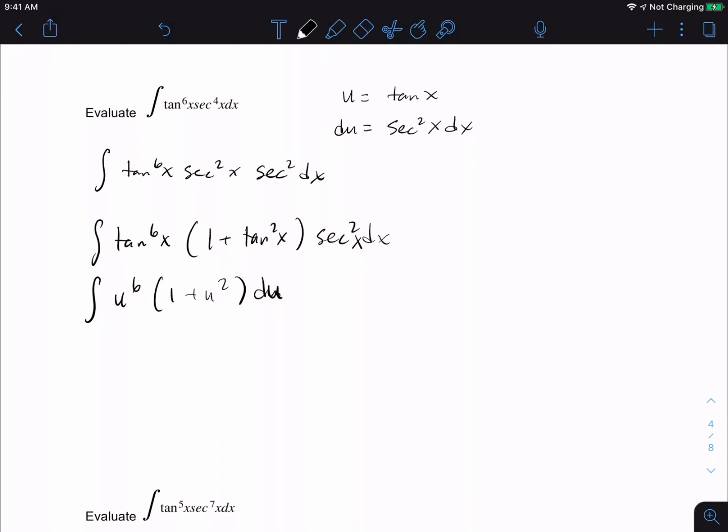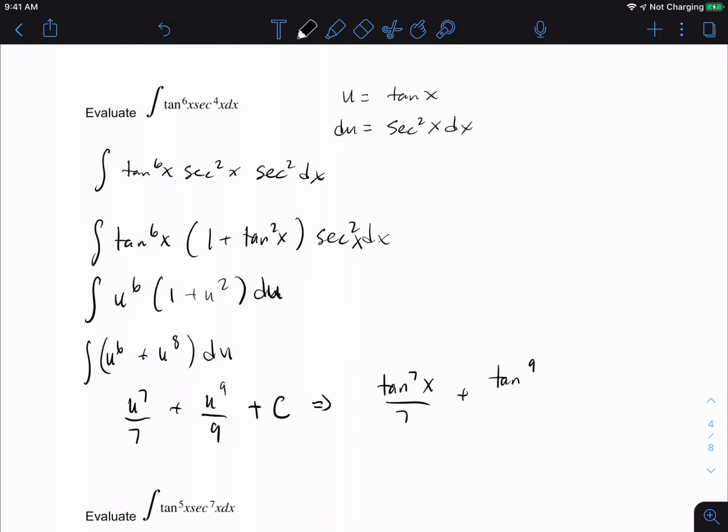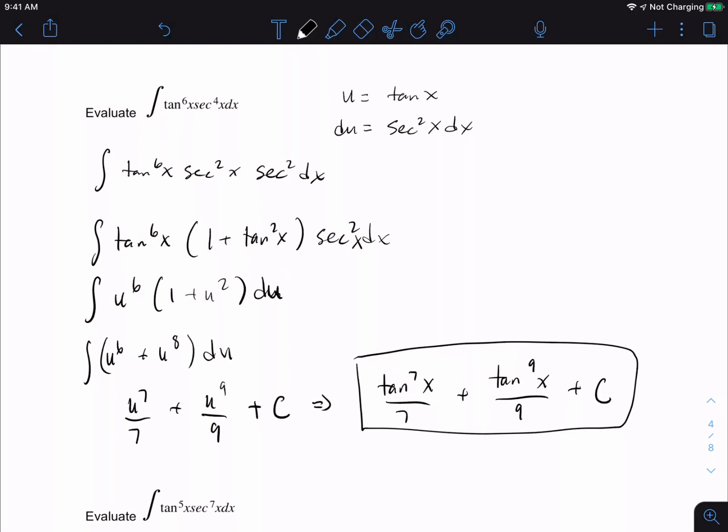We okay with that? Then from there, distributing, I'm going to get u to the 6th plus u to the 8th du. So that's going to integrate to be u to the 7th over 7 plus u to the 9th over 9 plus some constant c. And then we need to substitute back in. So I'm going to get tangent to the 7th x over 7 plus tangent to the 9th x over 9 plus some constant c for our indeterminate. Are we okay?